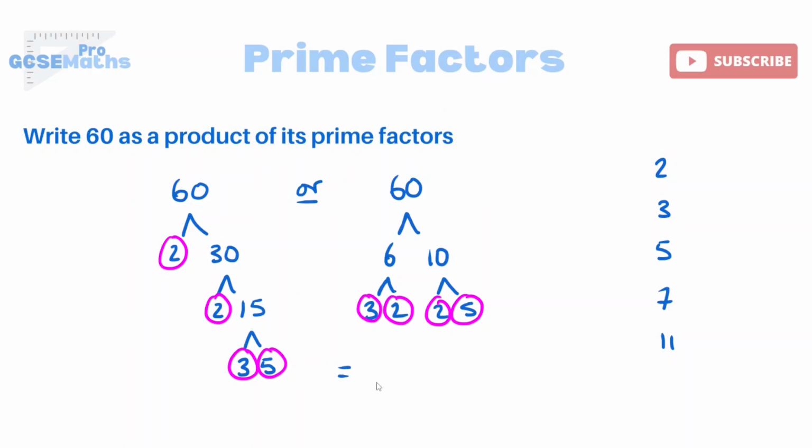So when I write it out, we like to write it in order of size. It doesn't really matter, I guess, but I'm going to write it 2 times 2 times 3 times 5. In index form, that would be 2 squared times 3 times 5. Okay, obviously keep all the numbers separate to each other, but the ones that you've got multiple of, you can write with a power.